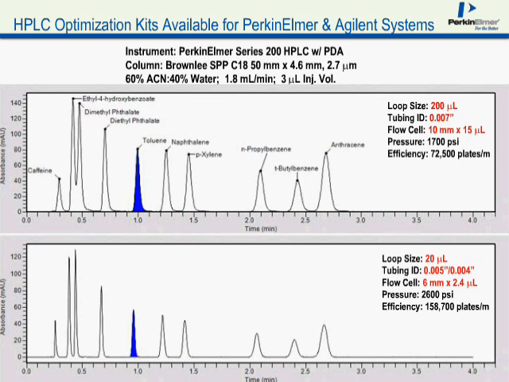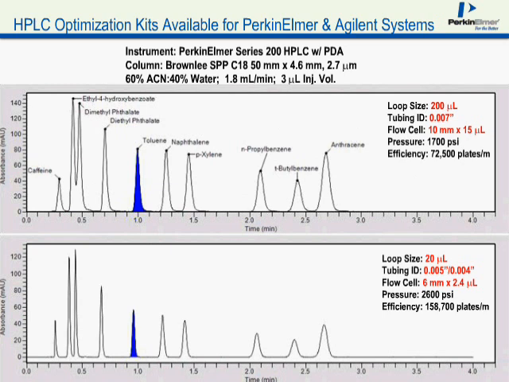Now, under these same exact conditions of flow rate, mobile phase composition, and injection volume, I ran this same SPP column, but I optimized that HPLC system. Basically, what I did was I replaced the loop in the autosampler with a 20 microliter loop. I used .005 and .004 inch ID tubing, and I used our high efficiency 6 millimeter by 2.4 microliter flow cell. And if you look at the bottom chromatogram, that was run on the same system, but now notice the improvement in resolution especially between the ethyl 4-hydroxybenzoate and the dimethyl phthalate.